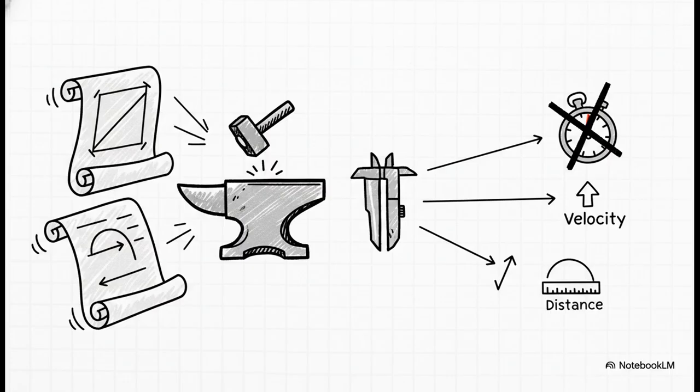So, by using the formula for the area of a trapezium and mixing in our first equation, we can do a little bit of algebra magic and get rid of the time variable completely. This gives us our third powerful tool. And what's so great about this one, it connects velocity, acceleration, and distance. It's perfect for when you don't actually know how long the trip took.